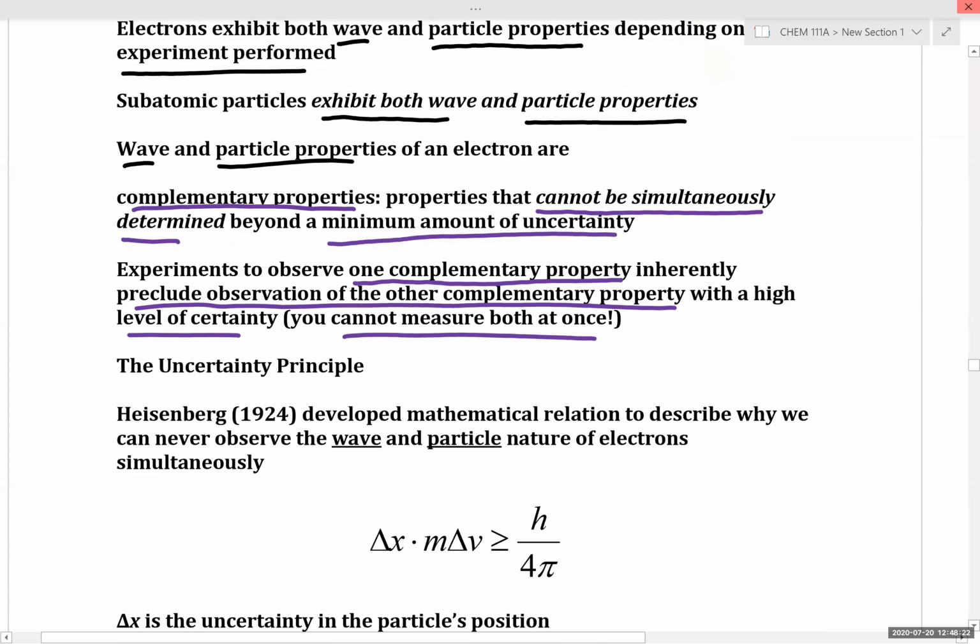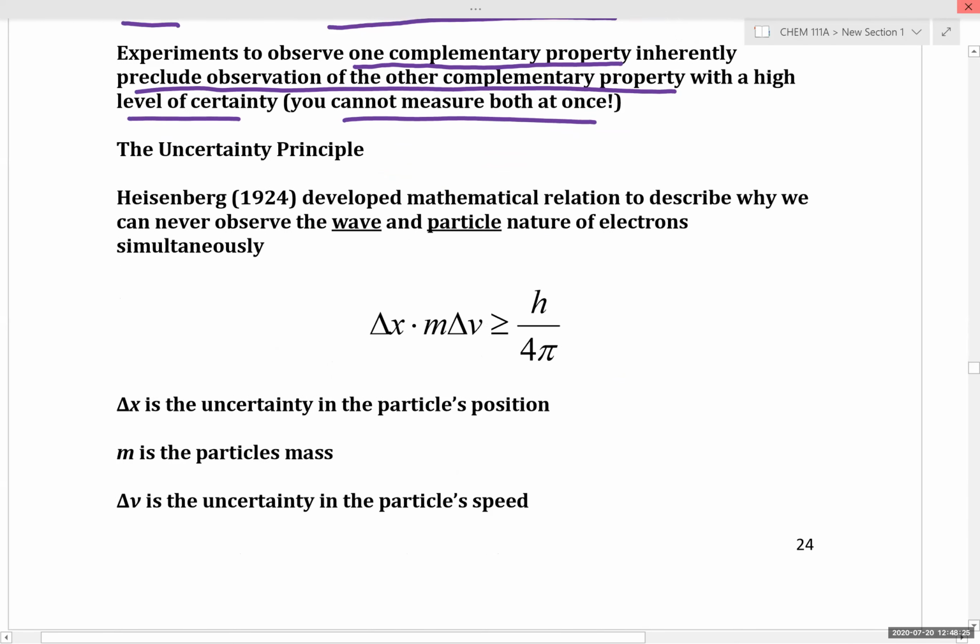Now, the Heisenberg uncertainty principle essentially described a relationship and provided a mathematical model that conveys this idea that we can't simultaneously observe the wave and particle properties of electrons. So this delta x is the uncertainty in the particle's position, m is the particle's mass, and delta v is the uncertainty in the particle's speed or velocity.